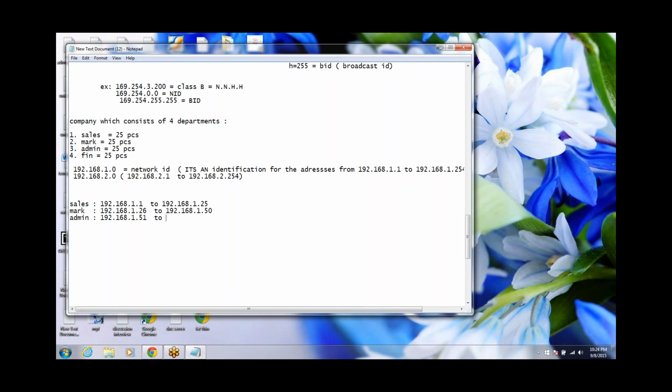192.168.1.51 to 192.168.1.75. Then for finance, 192.168.1.76 to 192.168.1.100. So for sales we put 1 to 25, for marketing we put 26 to 50, for admin we put 51 to 75, for finance we put 76 to 100. So we have assigned 100 IPs to all the 100 systems. The job is done.